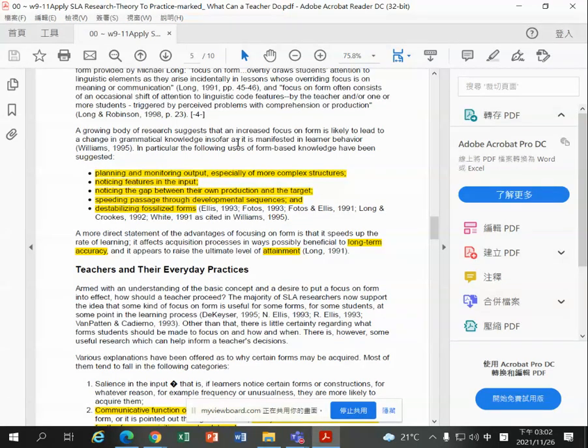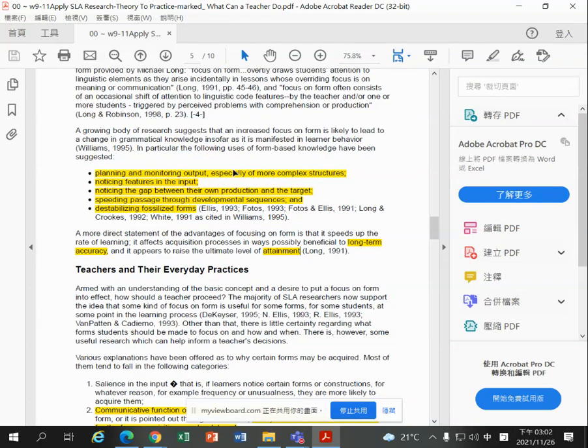All right. I want to explain this first. It says for the form-based knowledge, a lot of the time in research, there is a focus or construct that you will pay attention to: planning and monitoring output, especially on more complex structure. What is planning? What is monitoring? Planning maybe you're not familiar with, but monitoring you should be familiar with.